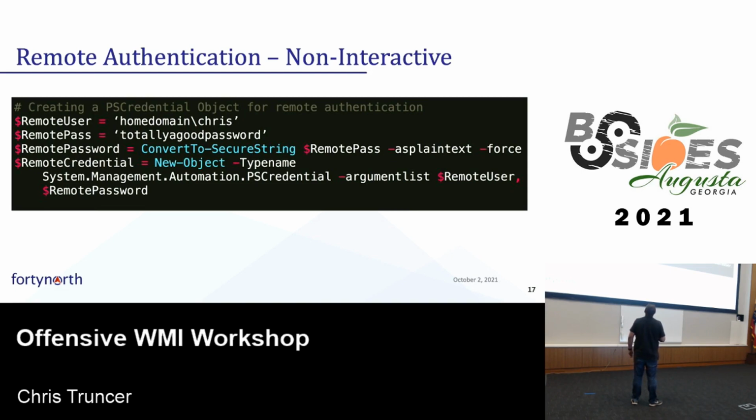And then finally, I'm creating that PSCredential object where I'm providing the user account and the domain that I'm trying to authenticate as, and the secure string object. And that will be what actually creates a PSCredential object, which is this variable, this remote credential. So that's what we need to provide to our PowerShell commands that we're going to be running here in a second if we are authenticating remotely.